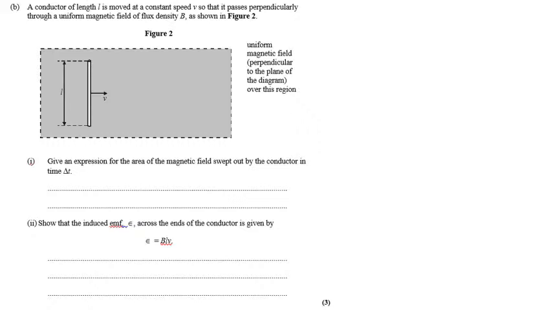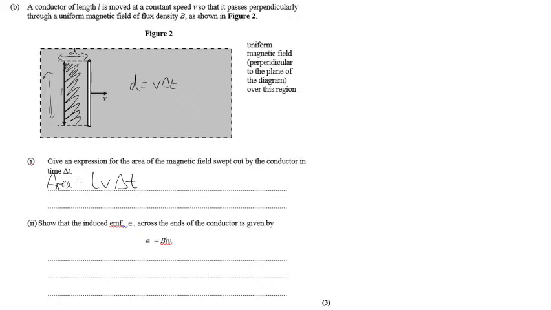As the straight conductor moves through the field, it passes through this area that I'm shading here. Now in a time delta t, this moves a distance equals v delta t, and that's this distance here. So the area here is just the length times this distance, which is length times velocity times delta t. And we can say area equals that.